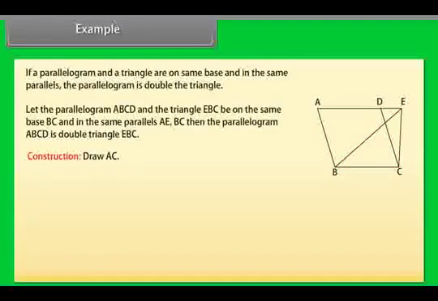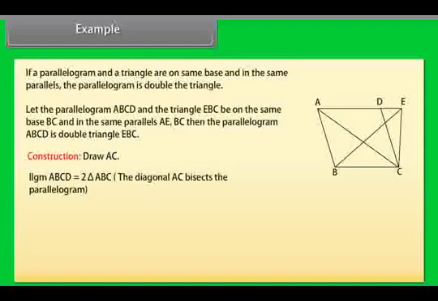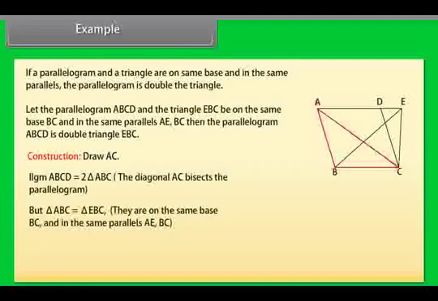Construction. Draw AC. Since AC bisects the parallelogram, therefore the parallelogram ABCD is double triangle ABC. But triangle ABC is equal to triangle EBC because they are on the same base BC and in the same parallels AE and BC. Therefore, parallelogram ABCD is also double triangle EBC.